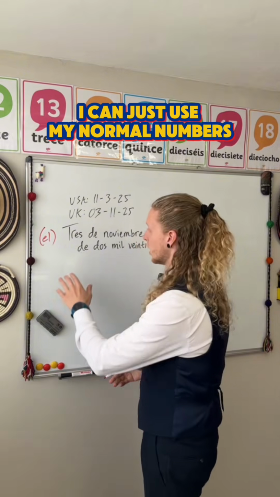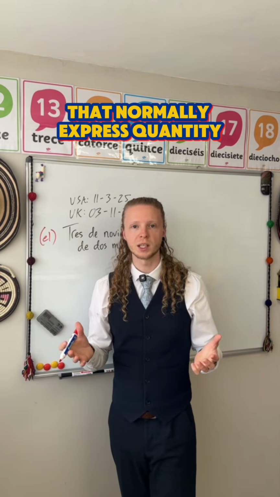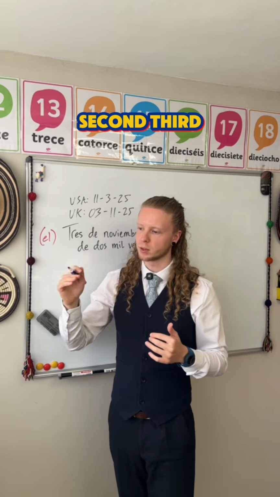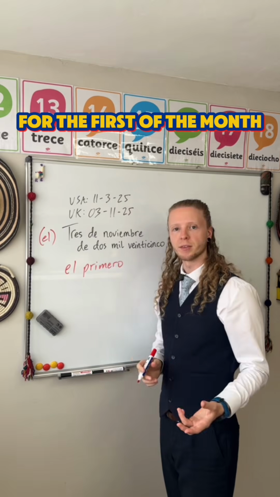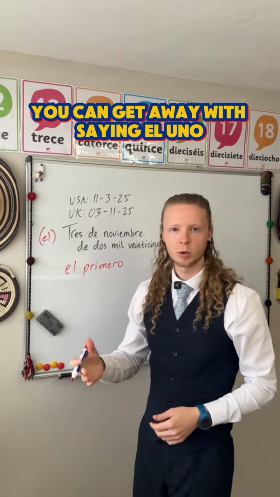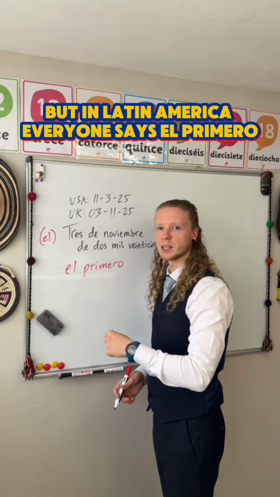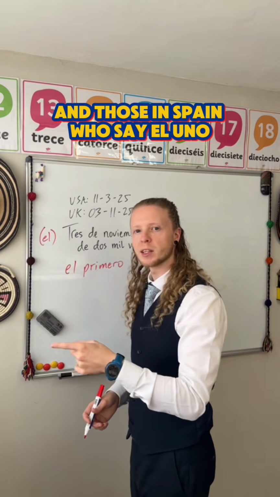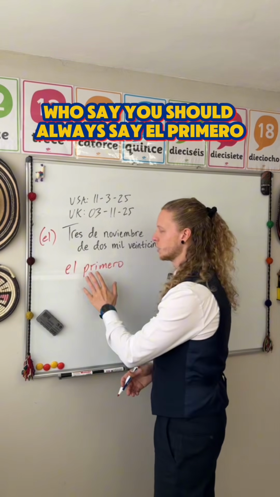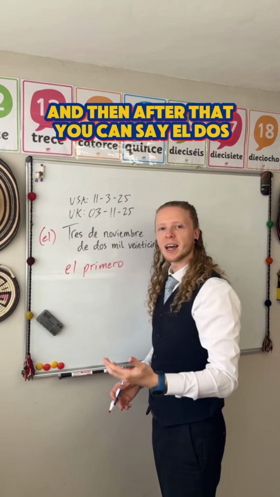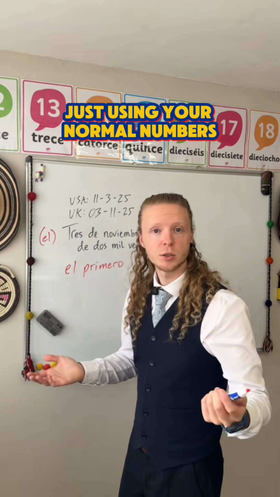In Spanish, I can just use my normal numbers, what we call cardinal numbers, that normally express quantity, instead of ordinal numbers, 1st, 2nd, 3rd, with the exception of el primero for the 1st of the month. You can get away with saying el uno de, and then the month, particularly in Spain, but in Latin America everyone says el primero, and those in Spain who say el uno are often criticized by grammarians who say you should always say el primero, and then after that you can say el dos, el tres, el cuatro, and so on, just using your normal numbers.